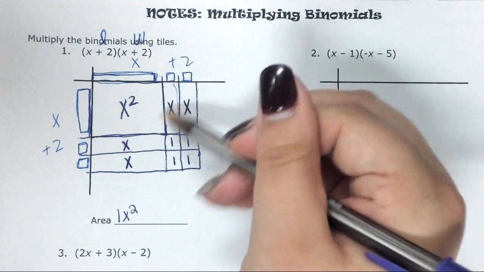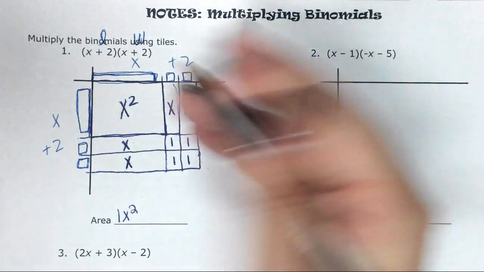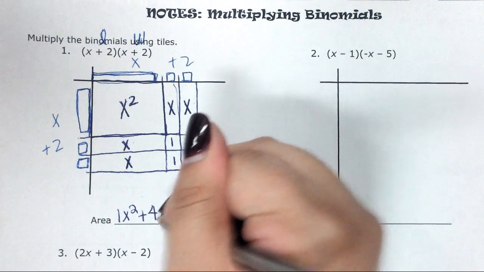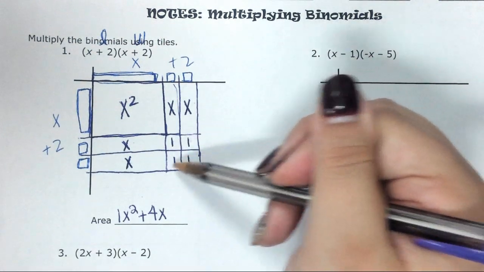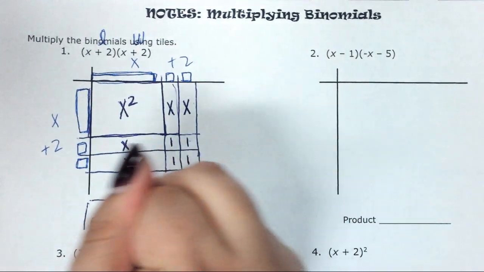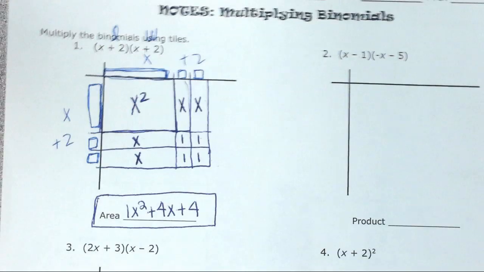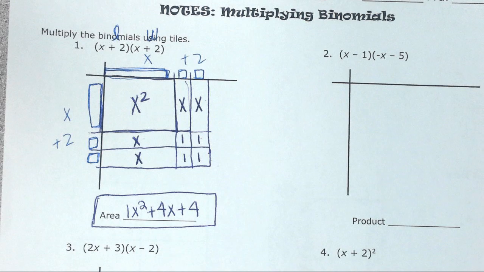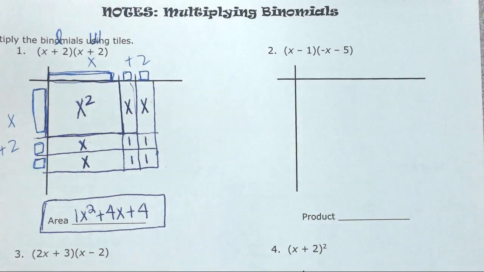How many x's do I have? Count them. 1, 2, 3, 4. I have 4 x's. And how many little ones do I have? 4. And that is my answer. So we're going to do it again. We're going to do it a bunch of times, actually.